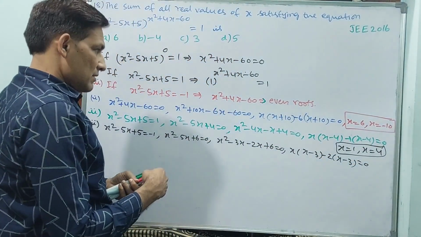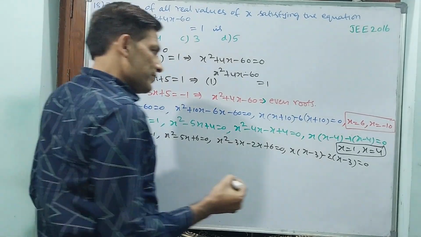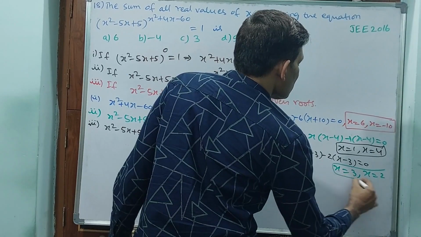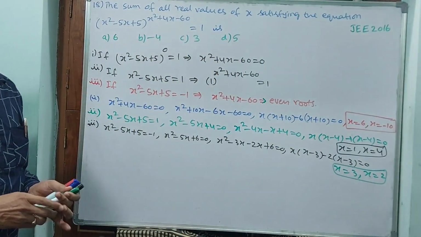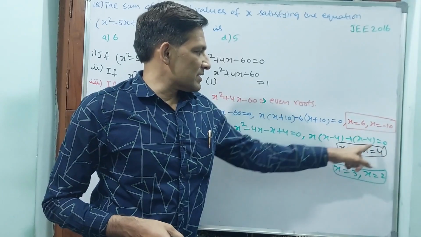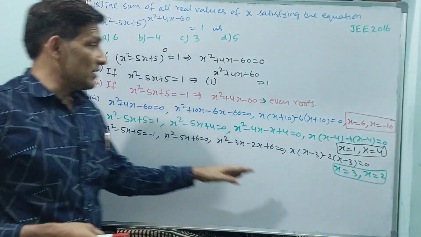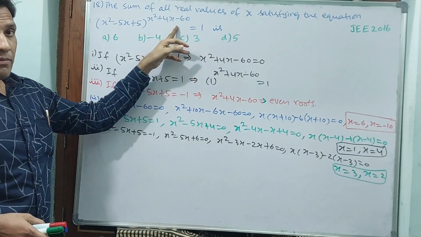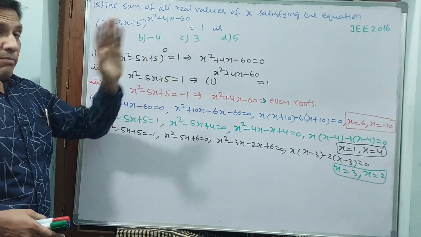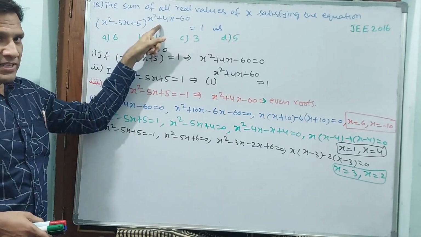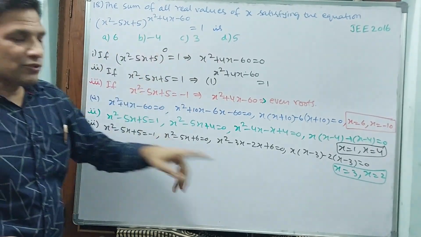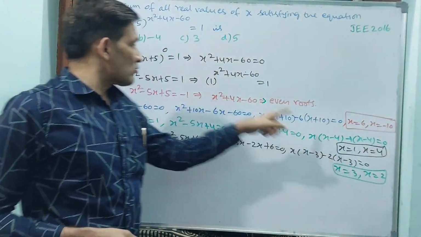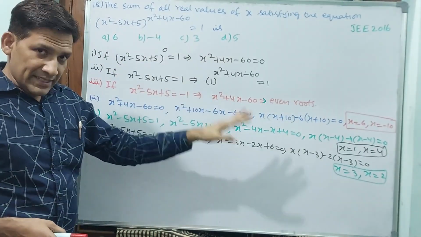Or else what we can take? We can take x is equal to 3, x is equal to 2. See, in total how many roots or values have you got? 6, minus 10, 1, 4, 3, 2. Because some roots are for the base, some roots are for the index or power. But even though both places have x only, this is also x, this is also x. That means once you take x, you have to satisfy here and here. Once you take 3, it has to satisfy here and here.